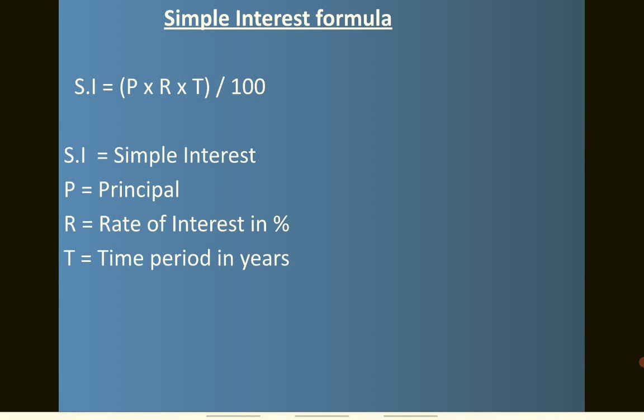Simple interest formula. There is a certain formula to calculate the simple interest. This includes P into R into T divided by 100. The SI means simple interest, P means principal, R means the rate of interest in percentage only, keep that in your mind, and the time period is called as the T, divided by 100.